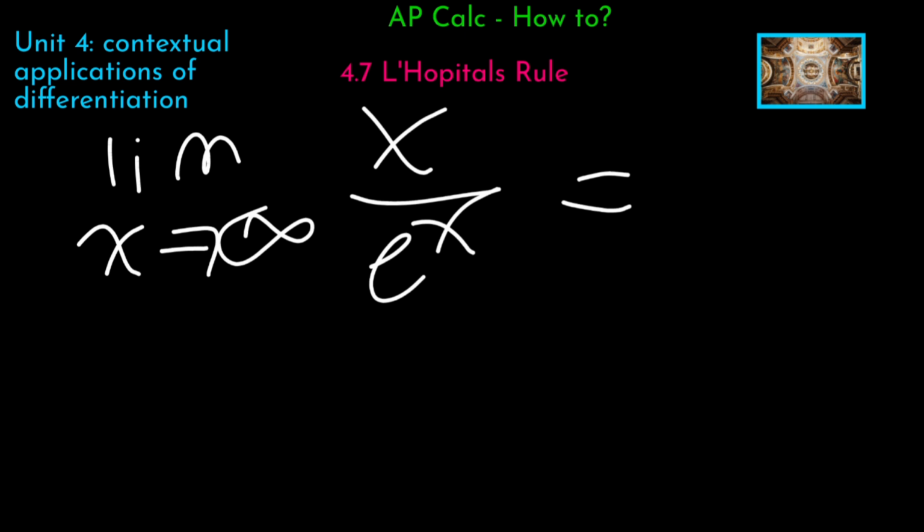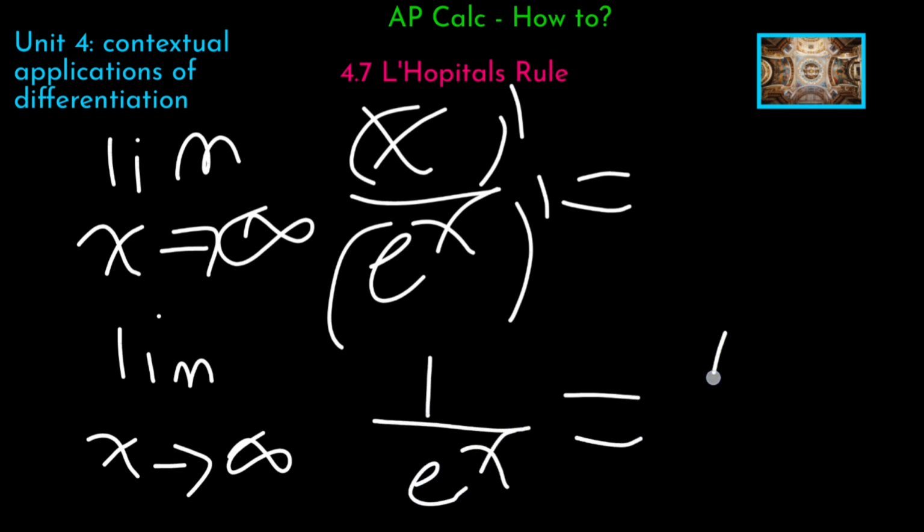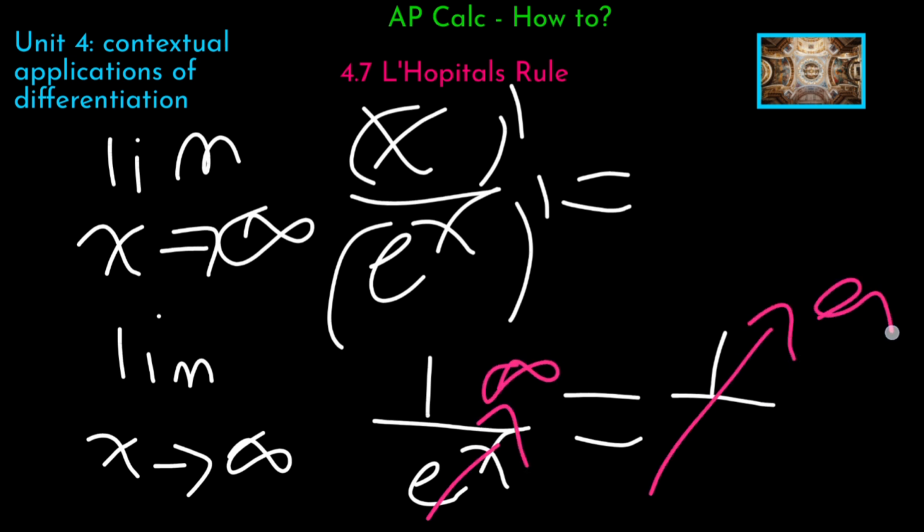So we have to do it by rewriting it. Take the derivative of the top and the bottom. It's going to be 1 over e to the x, which stays the same, and this becomes 1 over e to the x approaching infinity. So then this whole thing approaches 0 because the bottom becomes infinitely big, so the fraction becomes infinitely small, and the answer is 0.